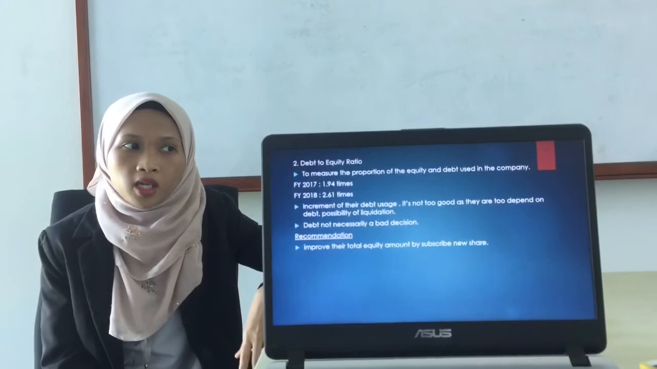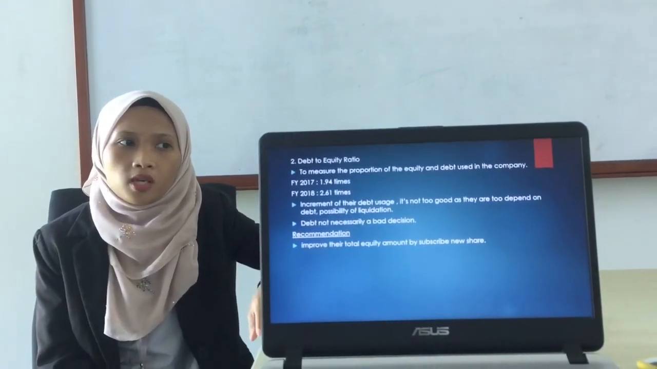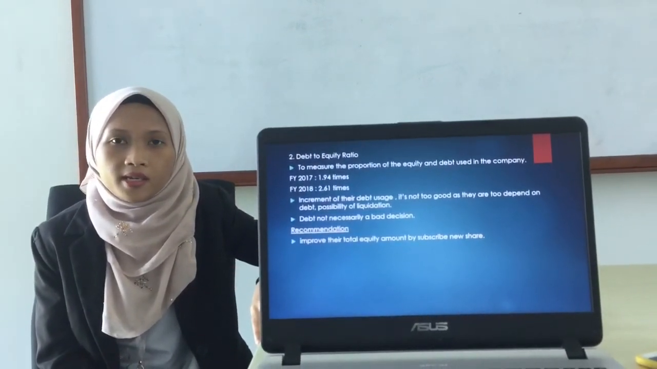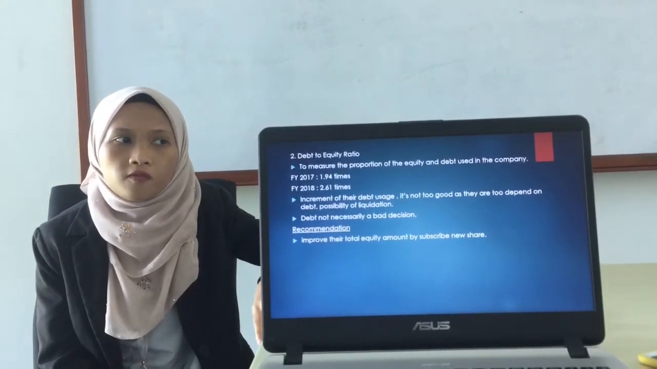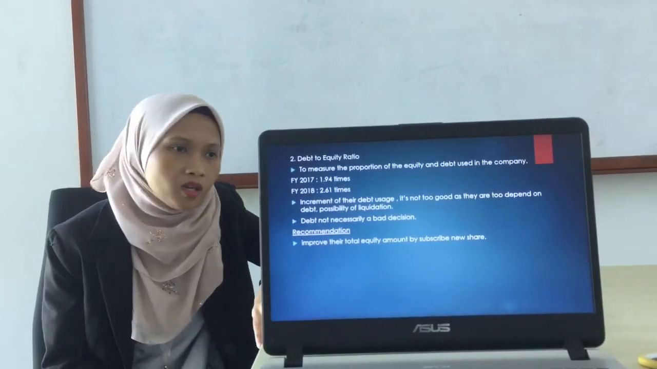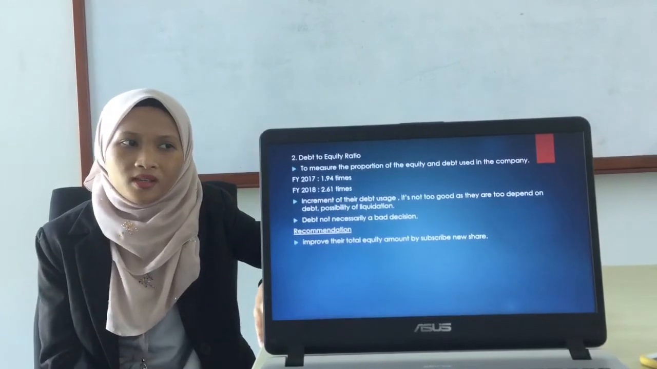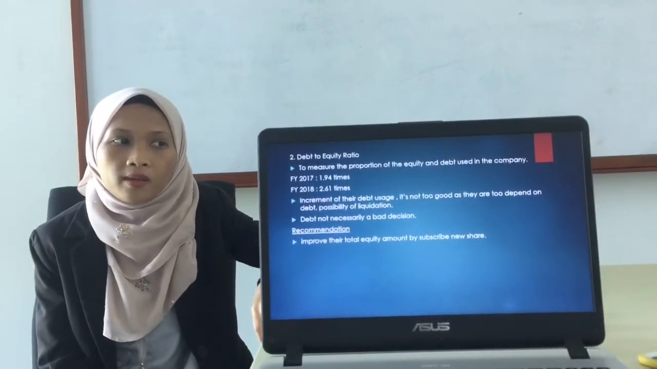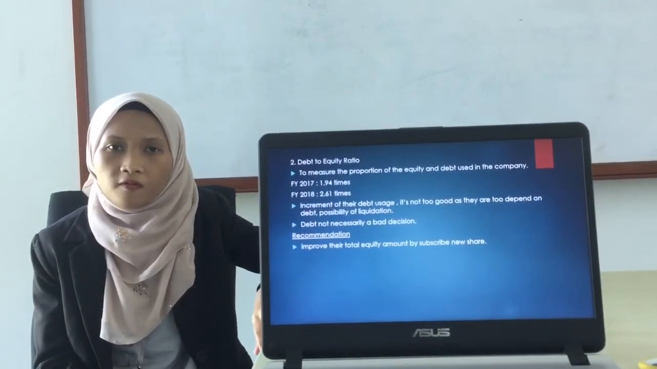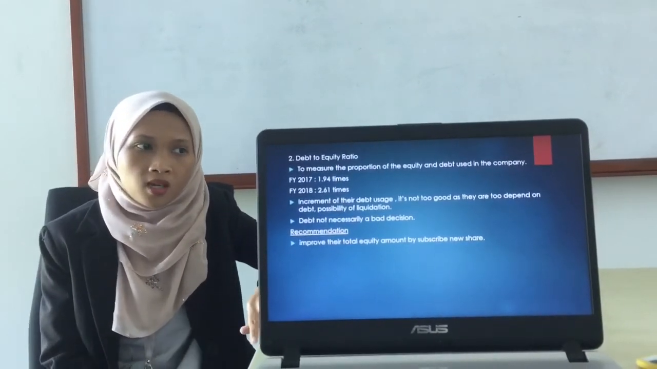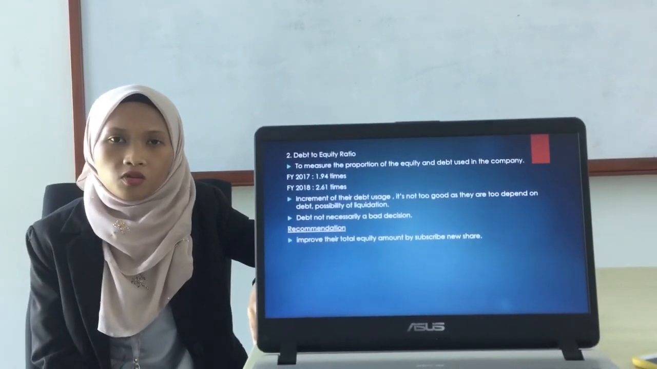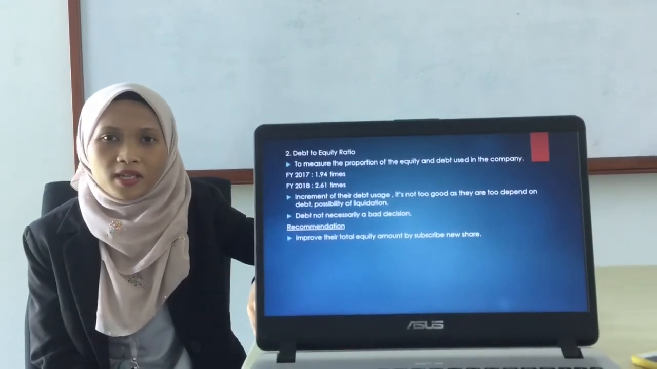Okay, for financial year 2017, it showed that they used debt compared to equity about 1.94 times. But for financial year 2018, they increased their debt usage compared to equity to 2.61 times. So there is an increment of their debt usage, but it's not too good as they depend too much on debt. When they depend too much on debt, there will be a possibility of liquidation if they fail to pay the debt. But that is also not necessarily a bad decision.